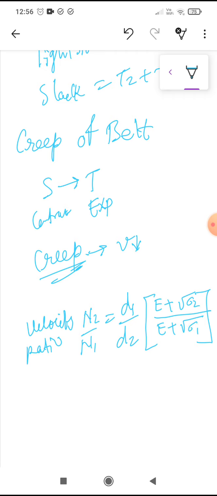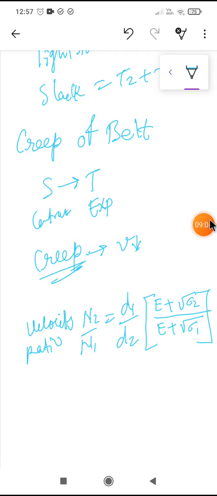So what are sigma 1, sigma 2 and e? Sigma 1 is the stress on the tight side, sigma 2 is the stress on the slack side, and e is the Young's modulus of the belt material. This is a formula, no derivation, just a formula. If it's asked in an exam for 2 marks, you have to remember this, or it may be asked in a numerical to find the velocity ratio including the creep.